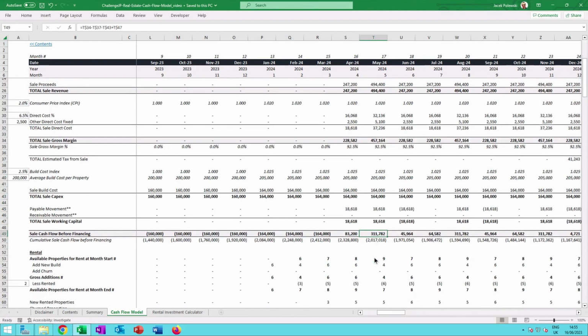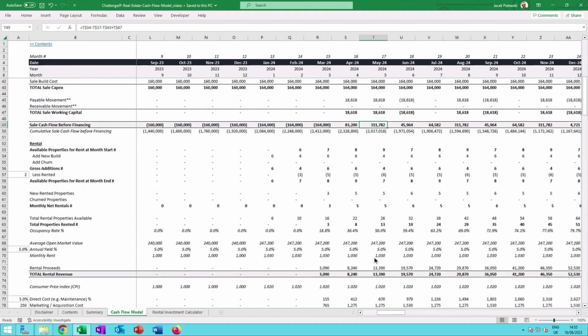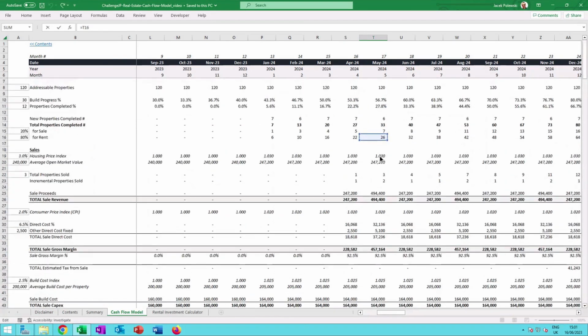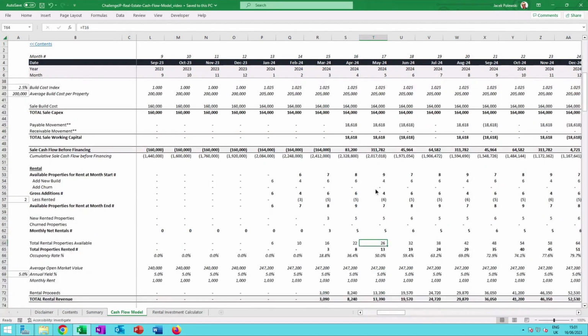Now let's move to the rental forecast. Total properties that have been rented allow me to calculate my occupancy rate, which is simply the number of rented properties divided by the total properties available for rent. That 26 number is linked to the number here, number of properties available for rent.